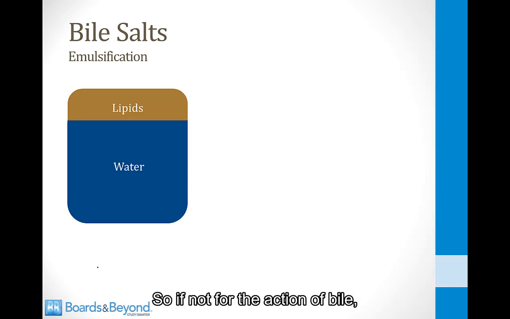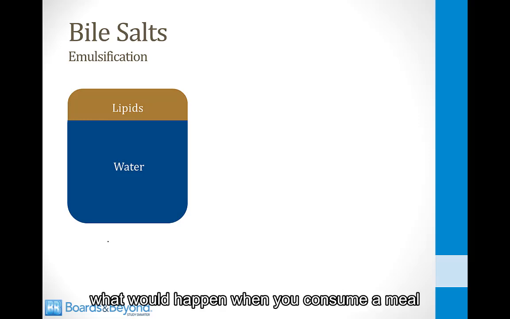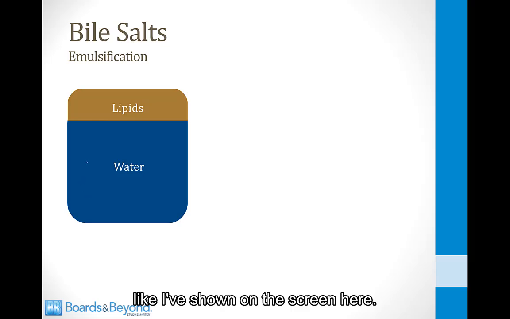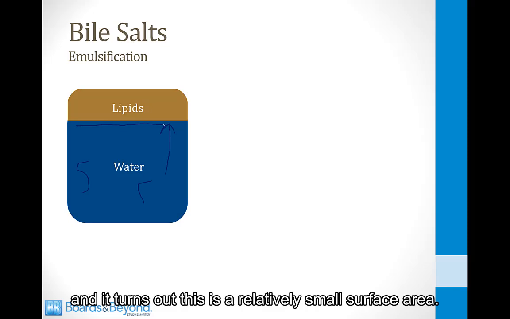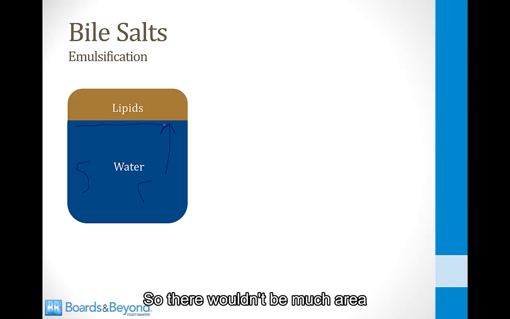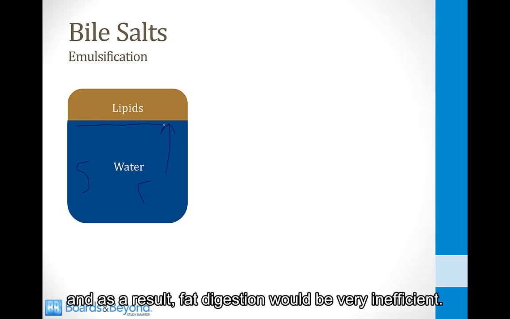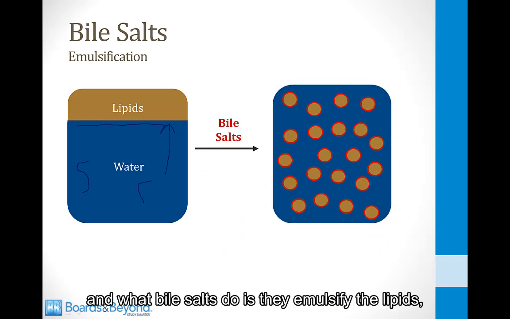So if not for the action of bile, what would happen when you consume a meal is that the lipids and the water would separate, like I've shown on the screen here. Pancreatic lipase, which is water soluble, would then only be able to work at the interface between the water and the lipids, and it turns out this is a relatively small surface area. So there wouldn't be much area in which for pancreatic lipase to work, and as a result, fat digestion would be very inefficient.